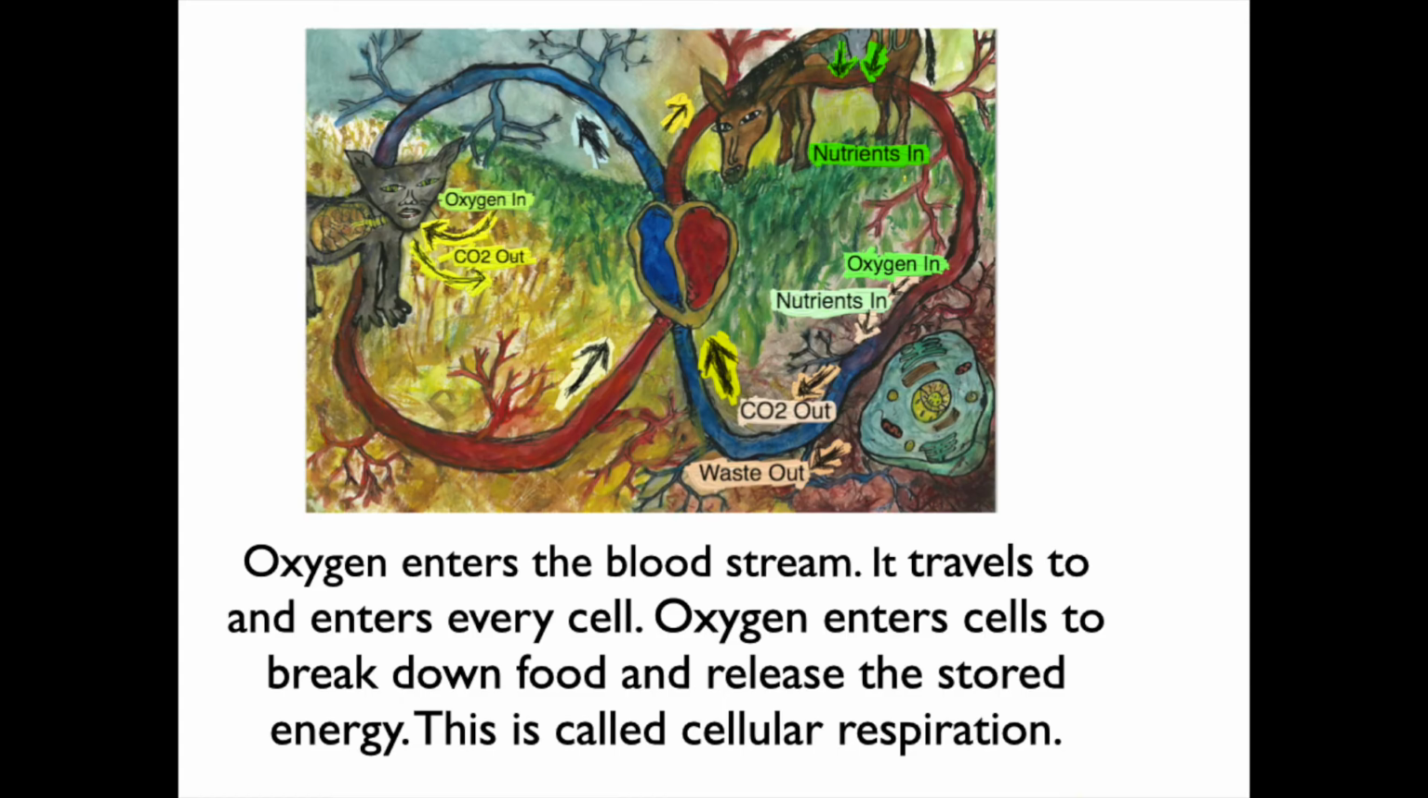Oxygen enters the bloodstream. It travels to and enters every cell. Oxygen enters cells to break down food and release the stored energy. This is called cellular respiration.